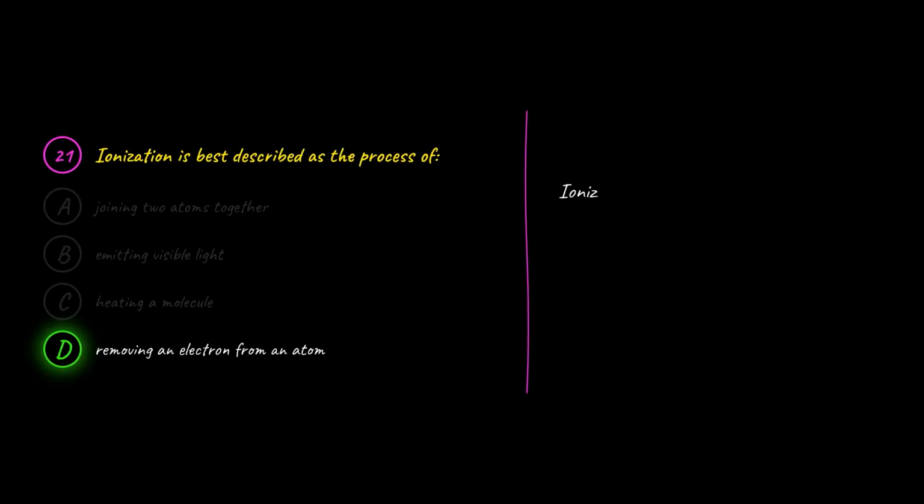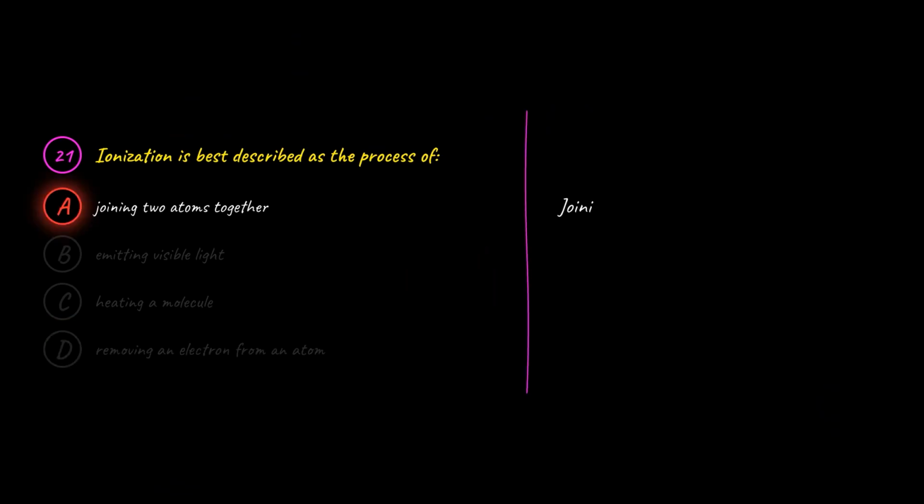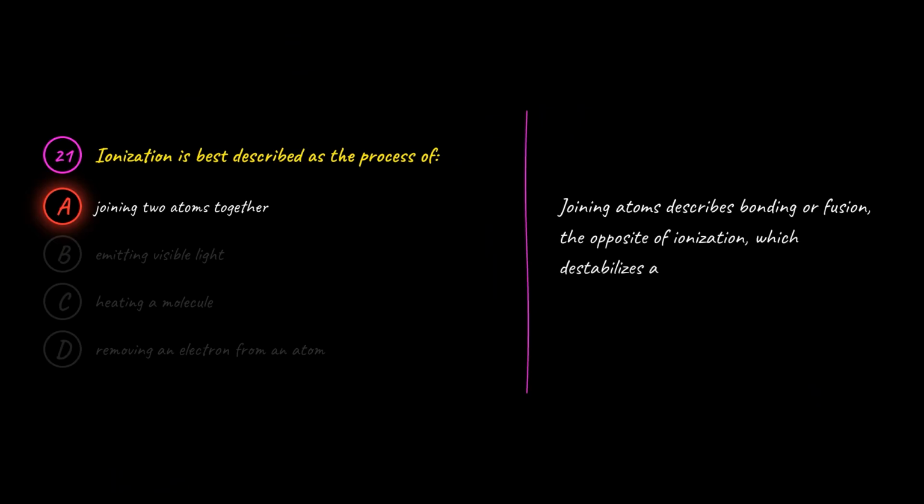D is correct because ionization removes an electron from a neutral atom, leaving a positive ion and a freed negative electron. This charged, unstable pair is what goes on to disrupt cellular metabolism. A is wrong because joining atoms describes bonding or fusion, the opposite of ionization, which destabilizes a single atom by stripping an electron rather than uniting two atoms.